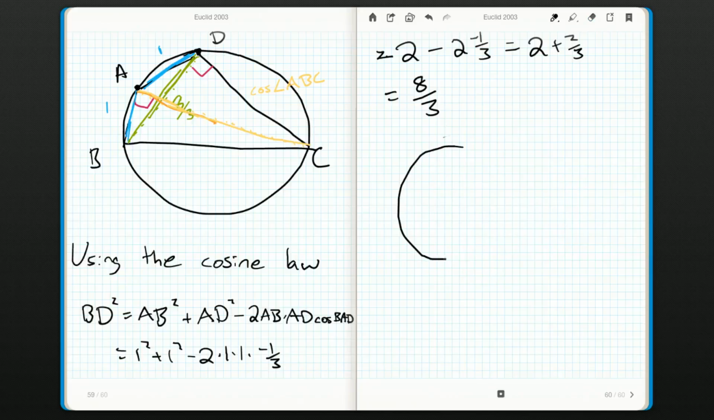But I believe, if we've got a cyclic quadrilateral, as I recall, opposite angles have to add up to 180 degrees. So that might be useful as well in some fashion.